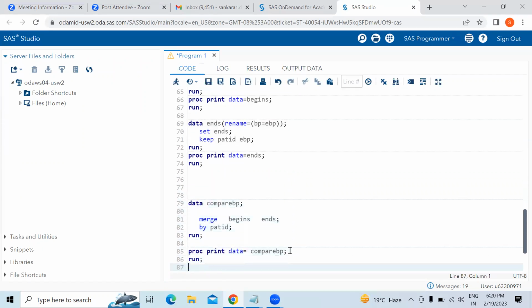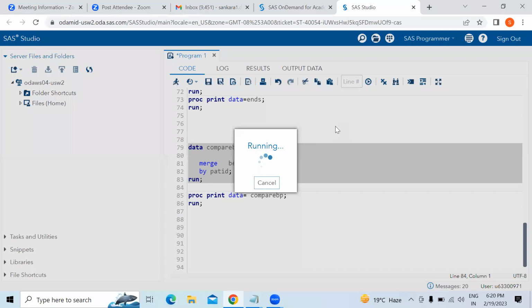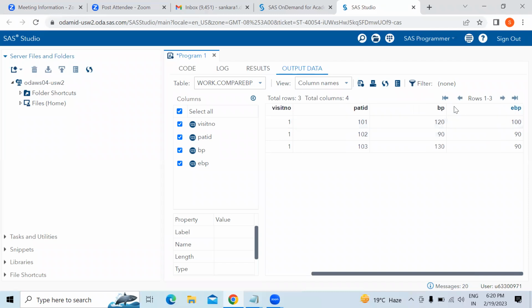Now I'm applying match. Patient data is already sorted; sorted data is there in begins and ends. I'm just applying this compare. Now I want to join record to record: the 101 record has to be joined with 101 only. This is our expectation. In the first case, we did not rerun that, so still it is as it was.